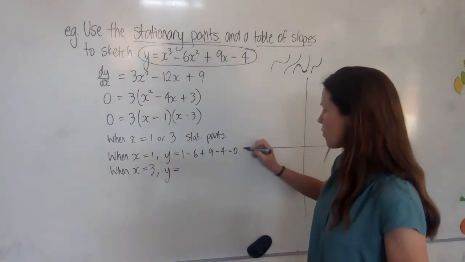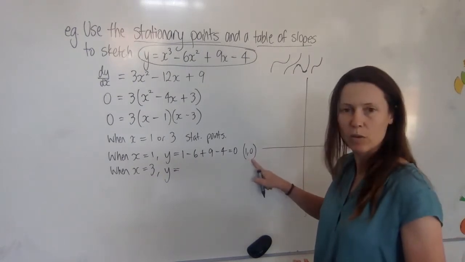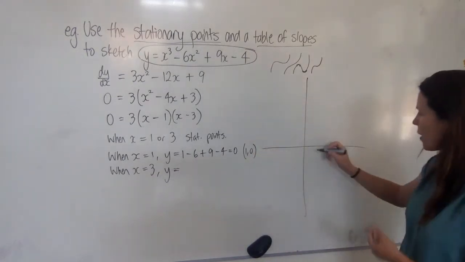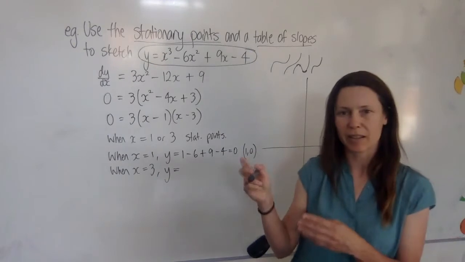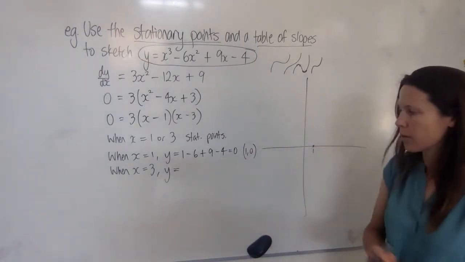Now that gives me the point 1, 0. And just writing it down as a coordinate pair there is a good idea, because then when you go to graph it, you're less likely to make a mistake and accidentally use the wrong x or the wrong y value. So I've got this point here, 1, 0.